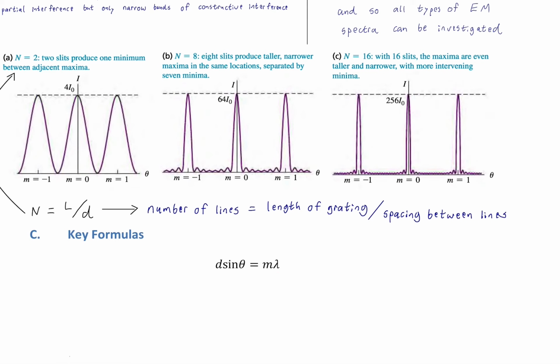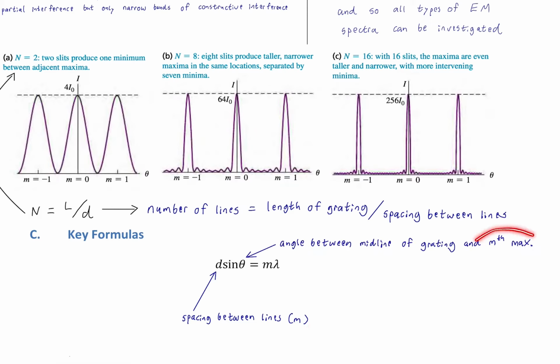It should look familiar. This is the same as the formula for constructive interference for a two-slit opening. D here is just the space between the lines. In this case, there's not just two of them, so it's that constant space, and they're all evenly spaced, measured in meters. Theta is the angle between the midline of the grating and the nth max, because this is the formula for maxima for constructive interference. I'm not going to give you one for minima because we don't care about all those mini minima. There's so many of them, and we only care about the maxima.